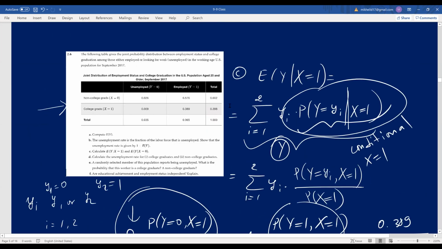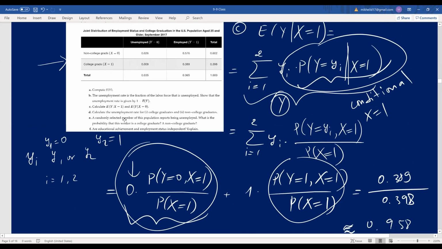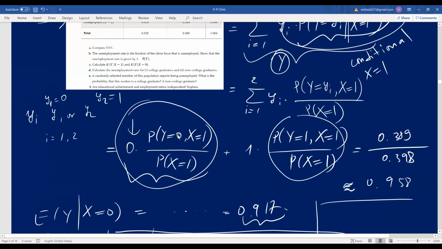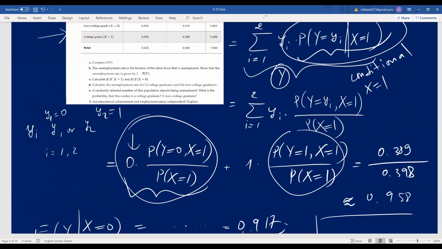Okay, so what is left? E. A randomly selected member of the population reports being unemployed. What is the probability that this worker is a college graduate? So can you tell me what the condition here is? The condition is that this person is unemployed, and then you are interested in whether this person is a college graduate.